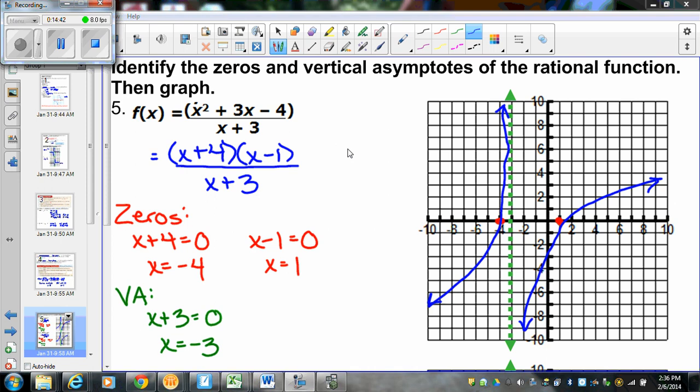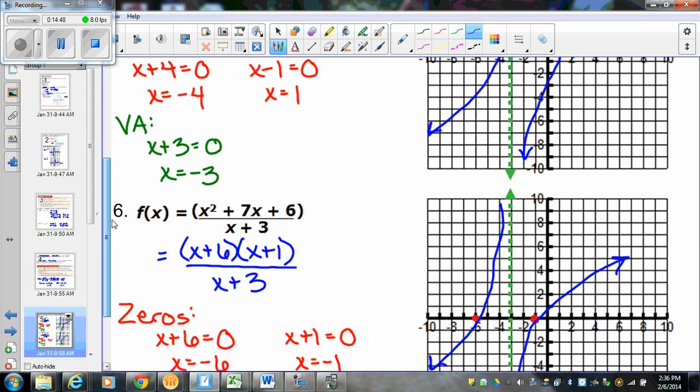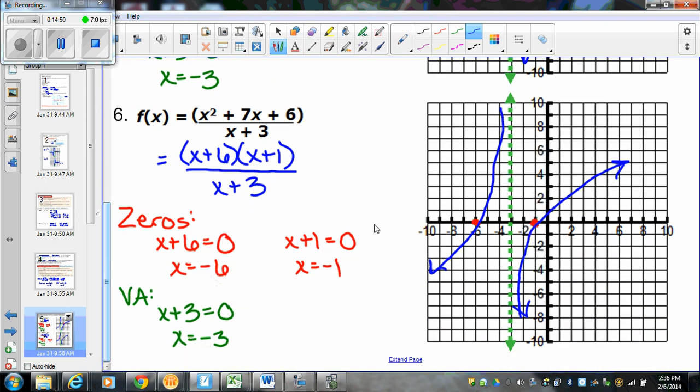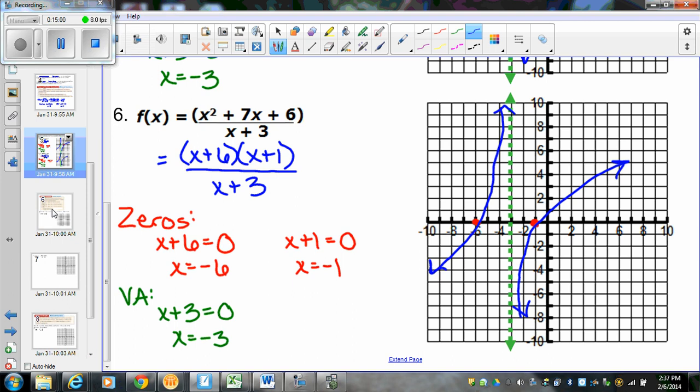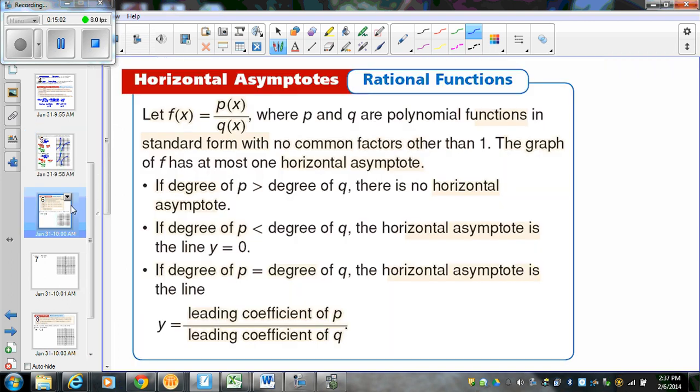Now, hopefully after doing number 5, you pretty well understand how to find the zeros and how to find the vertical asymptotes. But if you need more practice, you can pause the video at this point and give number 6 a try, and you can check it with the answers that I have up here as well as with the graph drawn. But I'm going to go ahead and move on to talk about horizontal asymptotes.